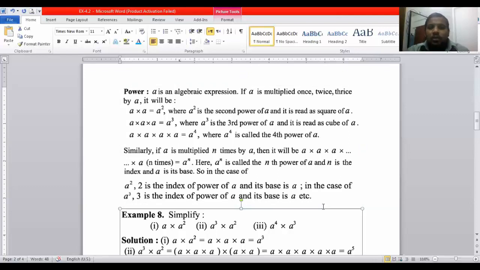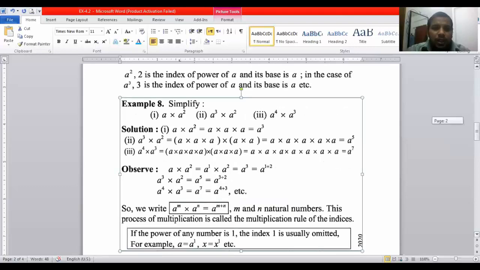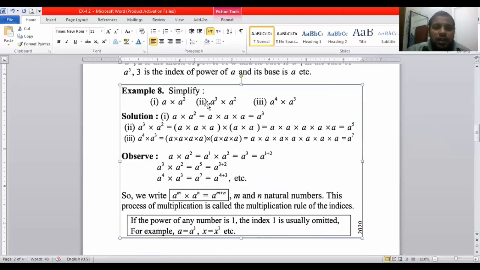Okay. So now we are going to the simplification. Number 1 is A into A square, number 2 is A cube into A square, number 3 is A to the power 4 into A cube. So here A is actually A to the power 1. 1 is not necessary to write. That's why we always write it as A. A square means 2 A's multiplied together. Here this A and A square is A into A into A. So there are 3 A's occurring together, that's why it is A cube.